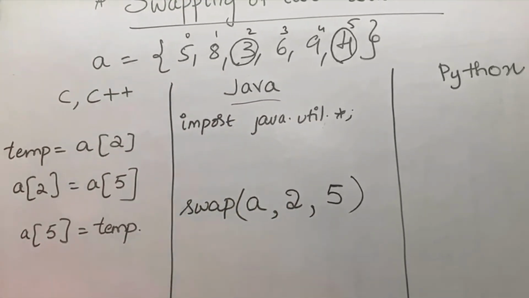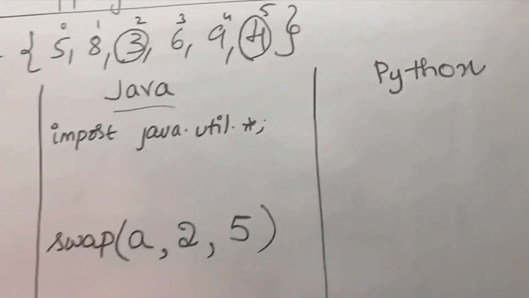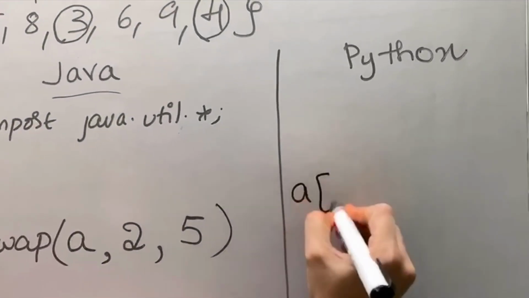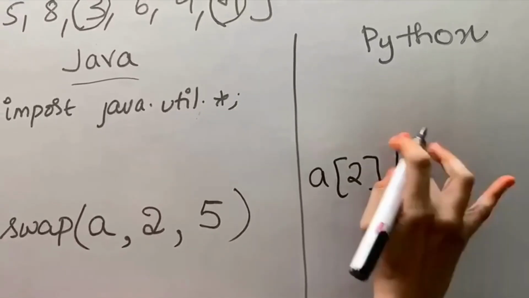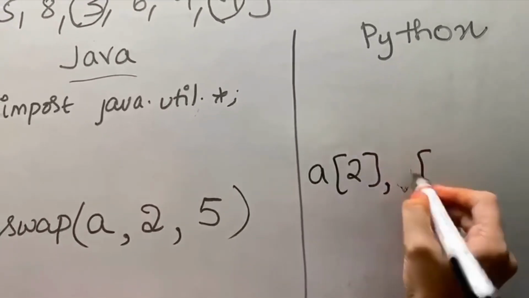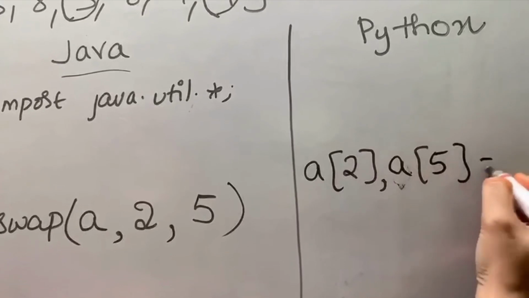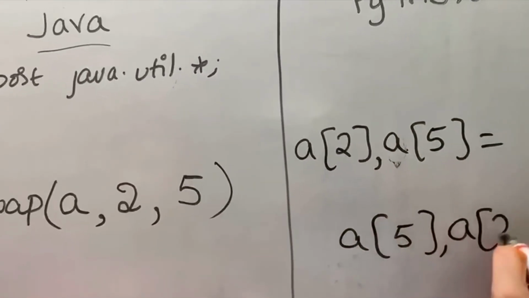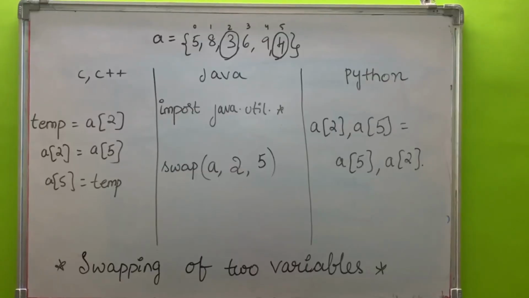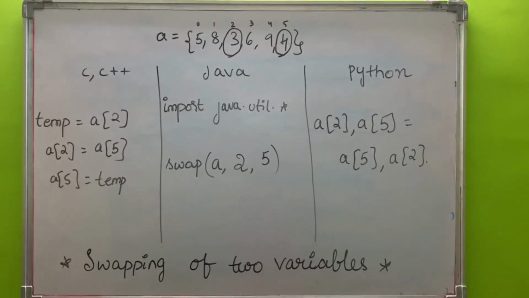If it is the case of Python, it is simple: A of 2, A of 5 is equal to A of 5, A of 2. So this is the case in Python.